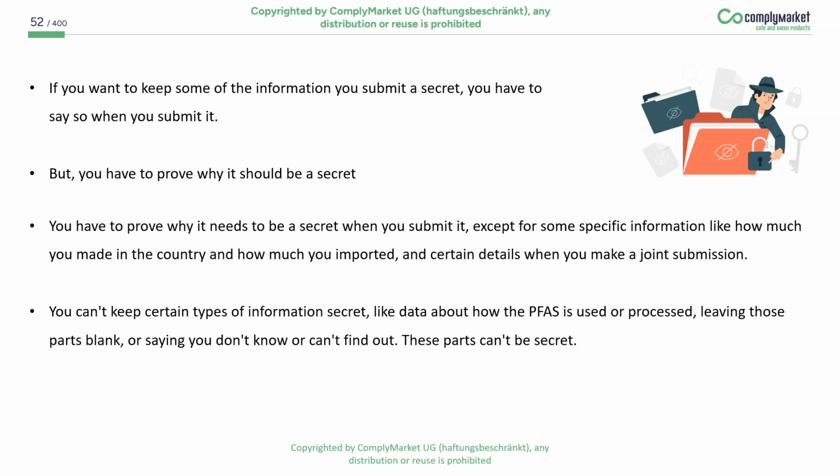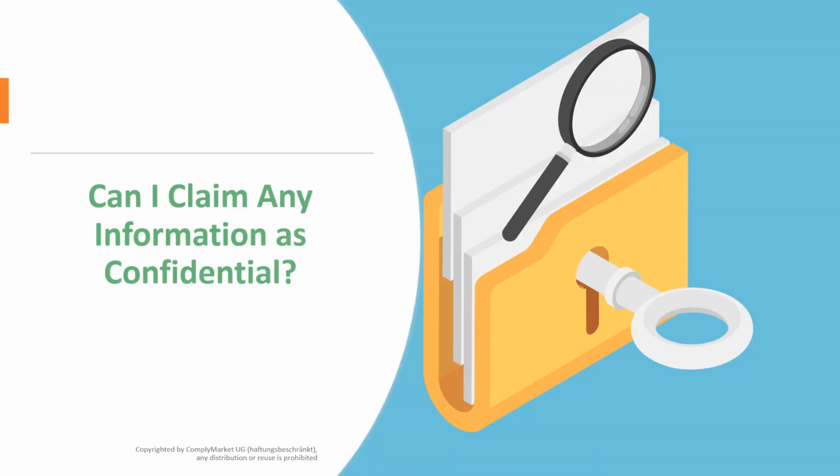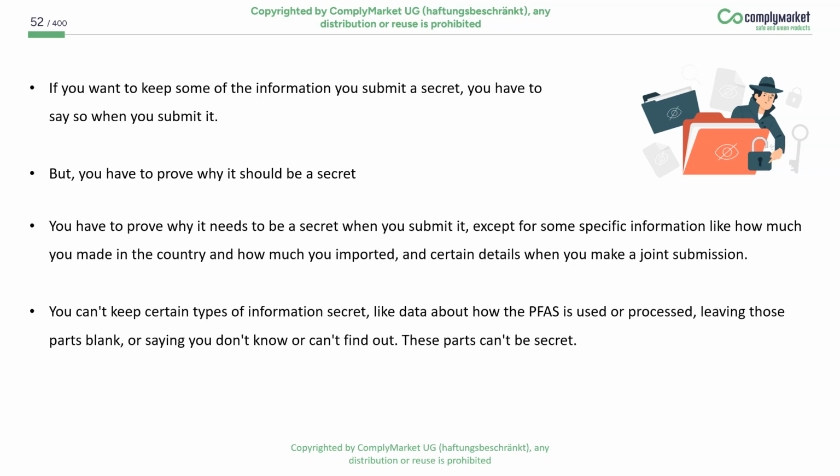If you have some information which you think is secret, you have to select the CBI claim, claim of confidential business information, because you don't want this information to be published, and you have to explain also why you think so. There is a list of questions that you have to answer. We will meet them in the slides as well.